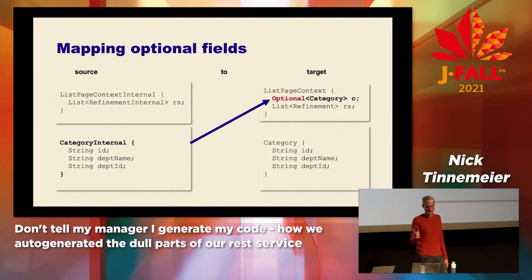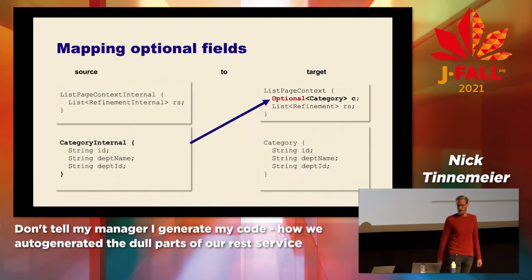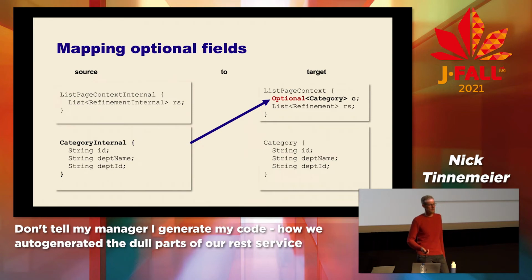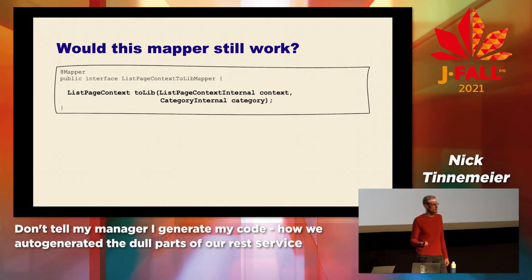Now, what about mapping optional fields? What if the category can actually be null? And this is a real use case we ran into, because it can be null. And then we like to map it to an optional category in the library. So would this mapper still work, is the question, if the category can be null and it needs to be mapped to an optional?